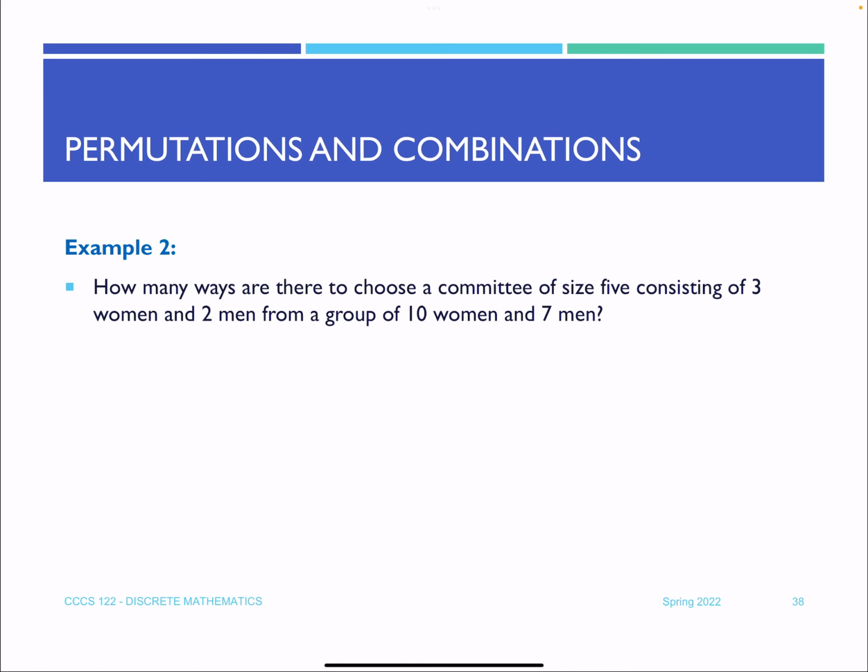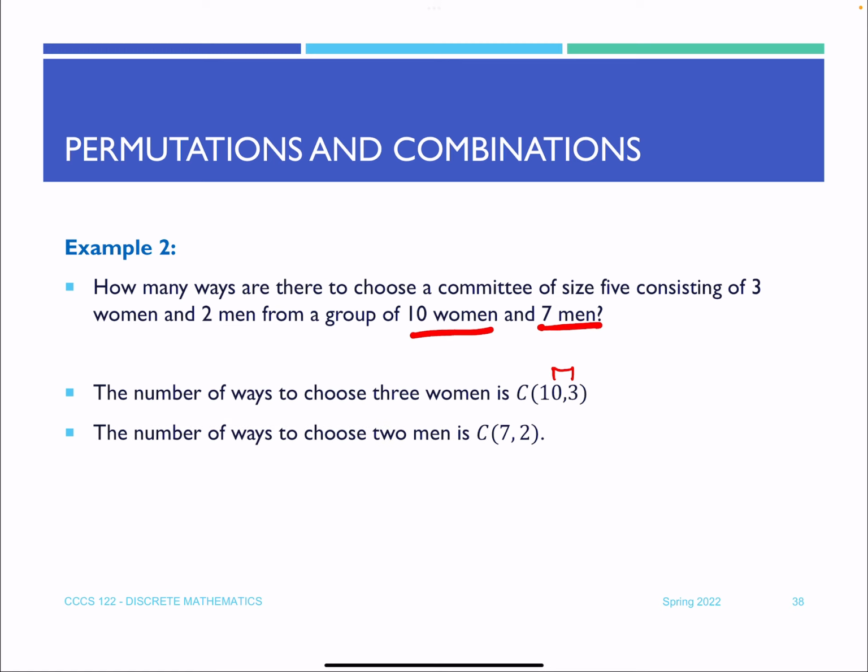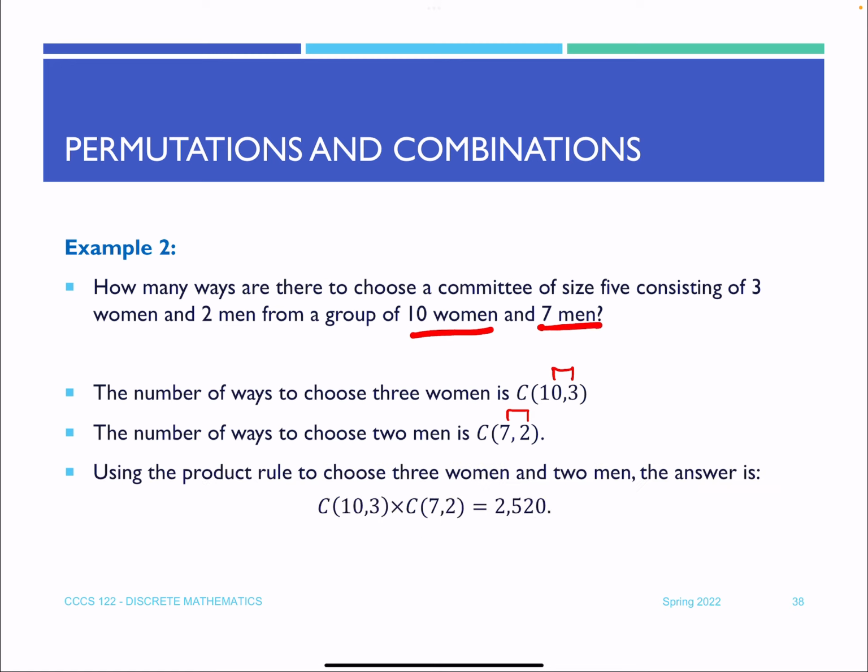Another example. How many ways are there to choose a committee of size 5 consisting of 3 women and 2 men from a group of 10 women and 7 men? It's basically the same problem that we just saw, now for a committee. The number of ways to choose 3 women out of 10 is C(10,3). The number of ways to choose 2 men out of 7 is C(7,2). And the number of ways the committee can be made is then just the product of these 2 numbers, which in this example comes out to 2,520.